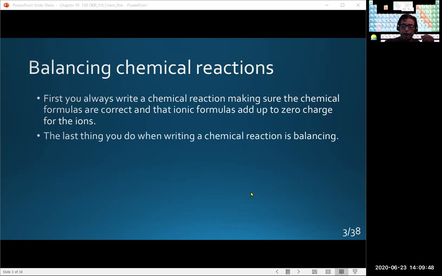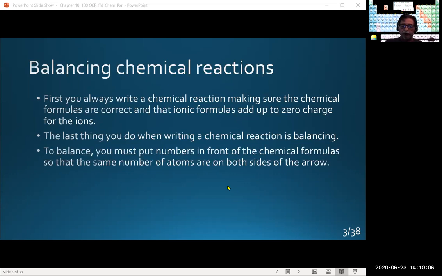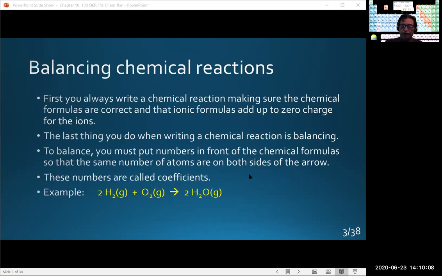Then the last thing we do, once we write it all out, is balance it. So if I start with seven carbons on the left side of the equation, I must have 7 carbons on the right side. Okay, for example. And so we start adding coefficients. For example, let's take a look at this example. This is a very common example.